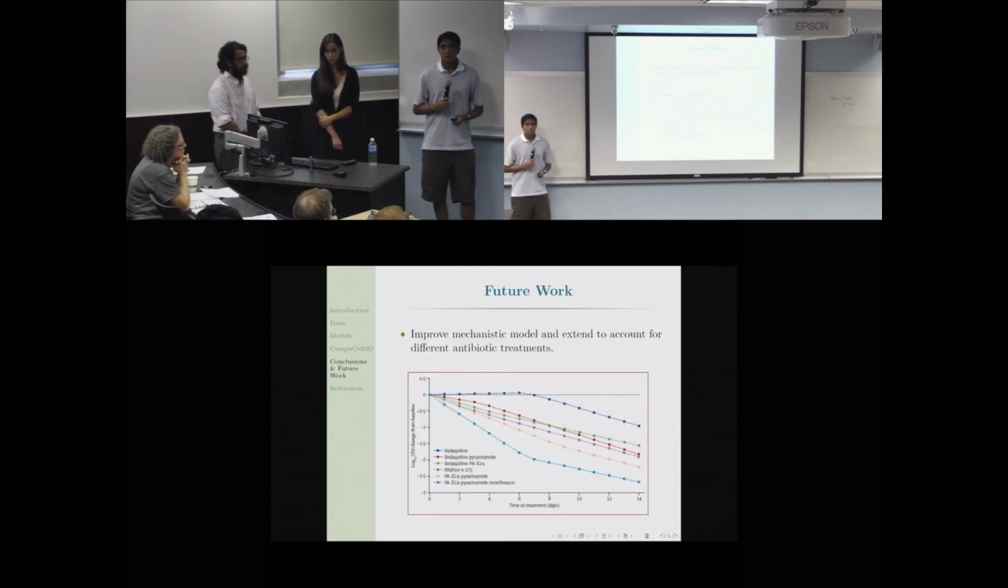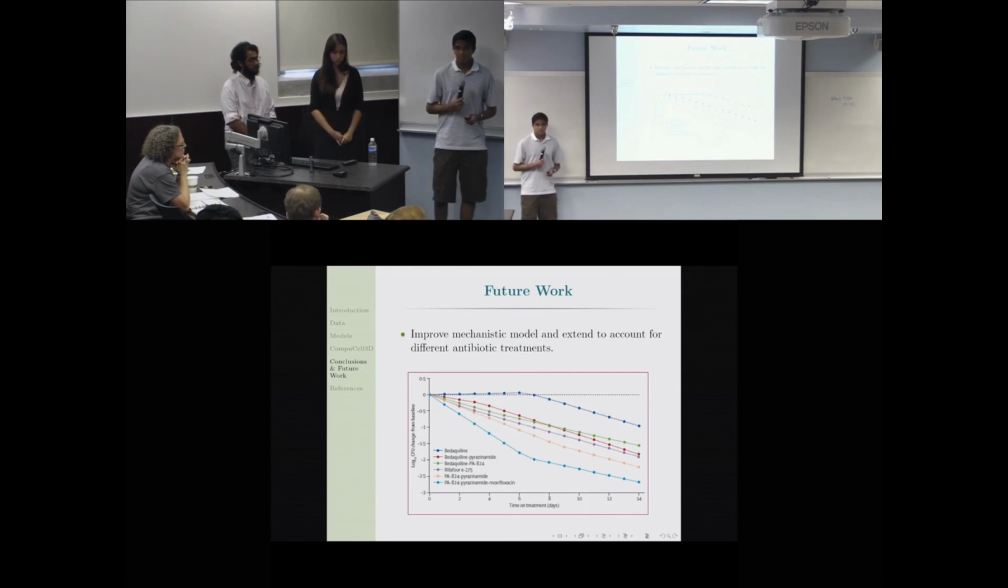Future work: the mechanistic model isn't complete. Although we've built this mechanistic model and have gotten decent curve fits, we can still make it a little bit more robust. We can include antibiotic treatments and perhaps extend this model not only to mouse infections but to human infections as well, as potential for clinical treatment.